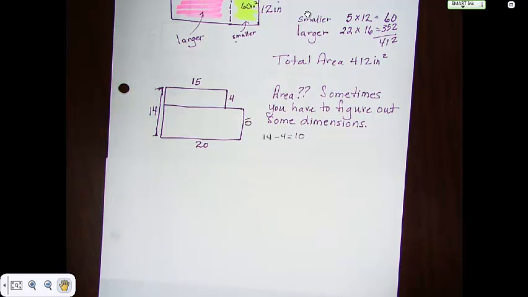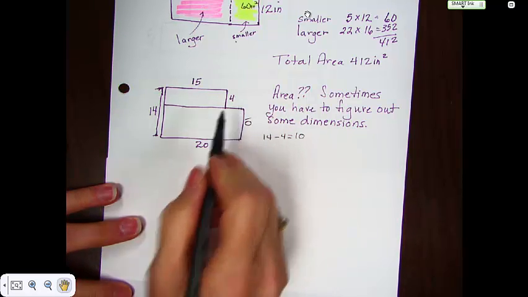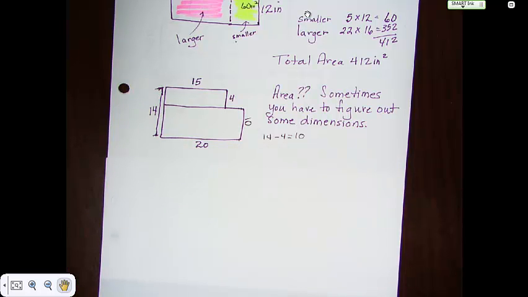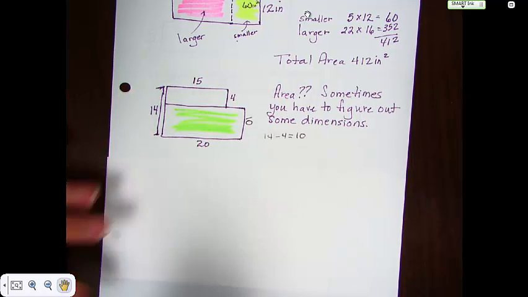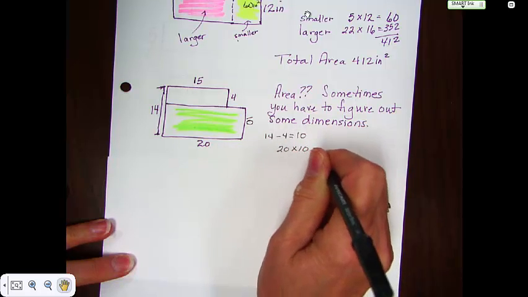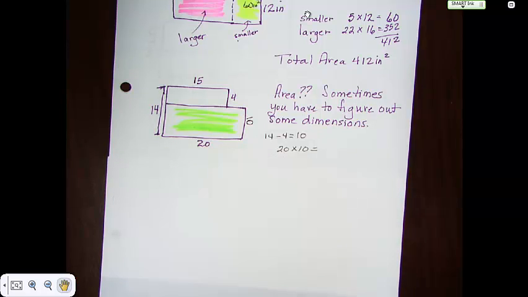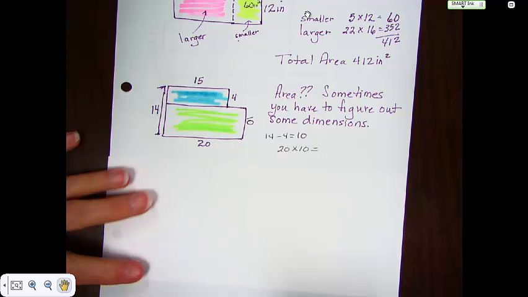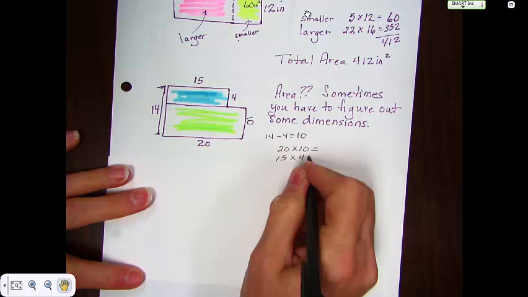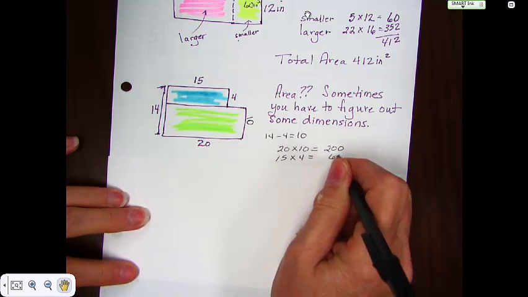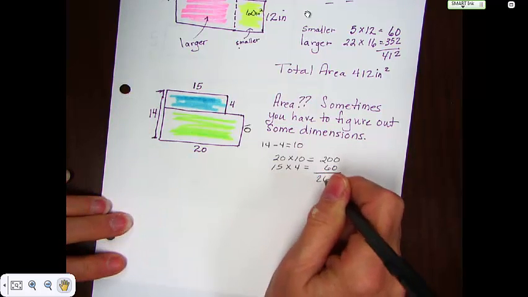Now that's all fine and well, and that really solves our problem. We could, if we wanted to, find this length here, but we don't need to because we already have this 20. So this piece, the piece that I am shading in green, has an area of 20 times 10. That's the green, that's the larger rectangle. This other rectangle, the one that's on top, that I'm shading in blue, has an area of 15 times 4. Well, 20 times 10 is 200, and 15 times 4 is 60. So if you add it together, you get 260 square units.